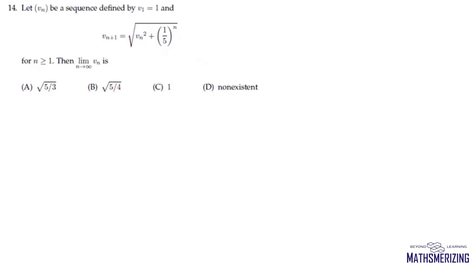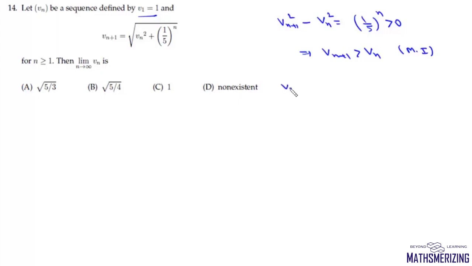Now here the question is, let Vn be a sequence defined by V1 equals 1 and Vn plus 1 equals the square root of (Vn square plus 1 by 5 to the power n). Then we need to find limit n tends to infinity of Vn. Now we can write this expression as Vn plus 1 square minus Vn square, and it will be equal to 1 by 5 to the power n, and will be greater than 0. From here we can write Vn plus 1 will be greater than Vn, that is, this sequence is a monotonic increasing sequence.